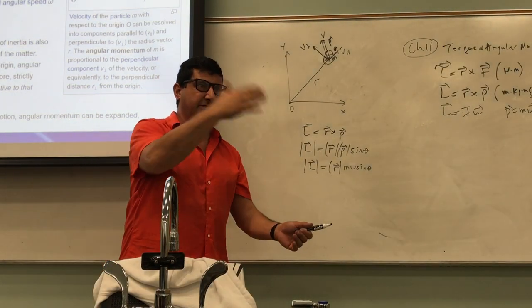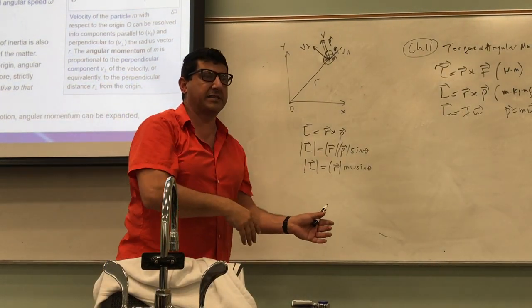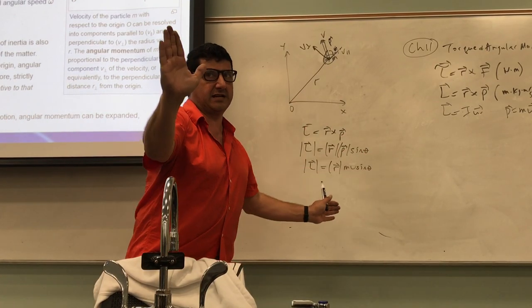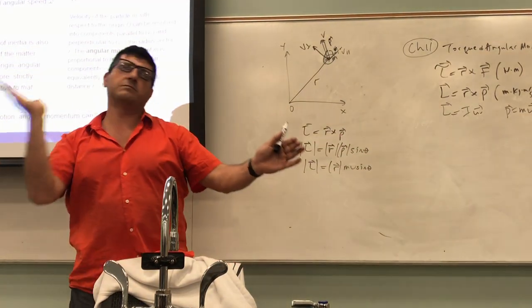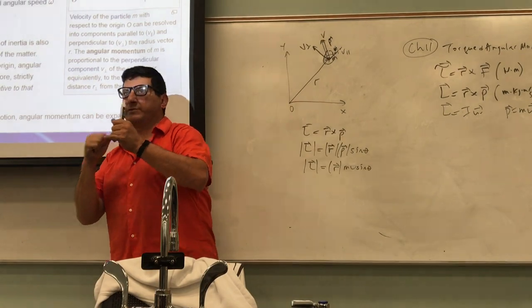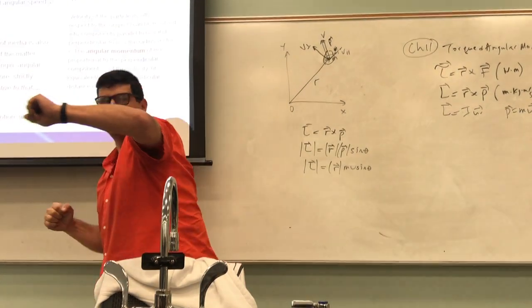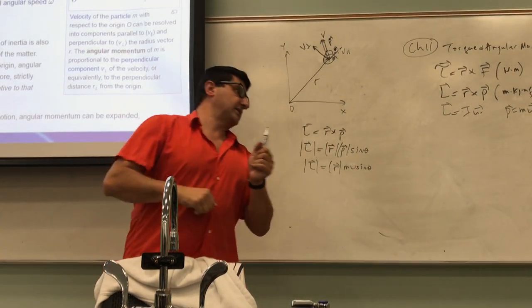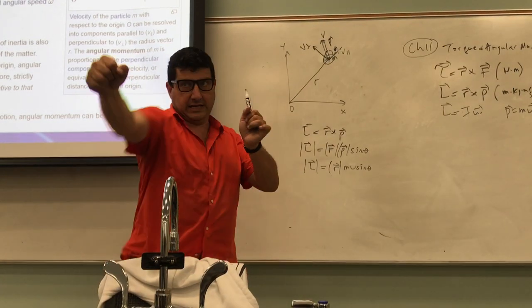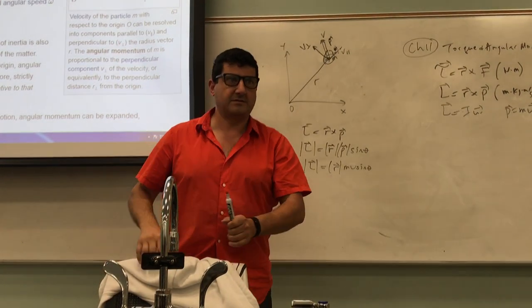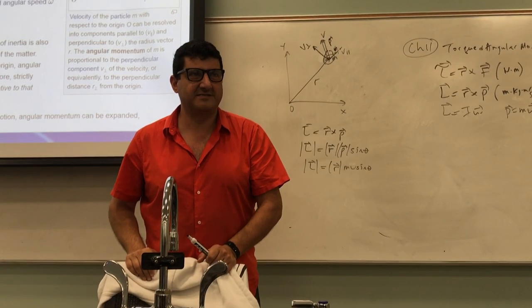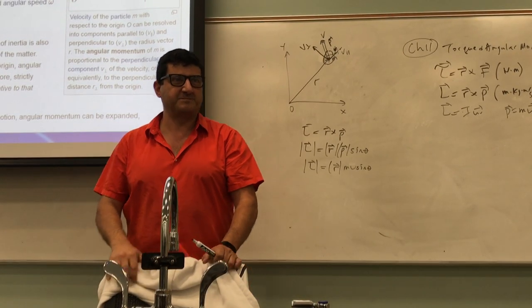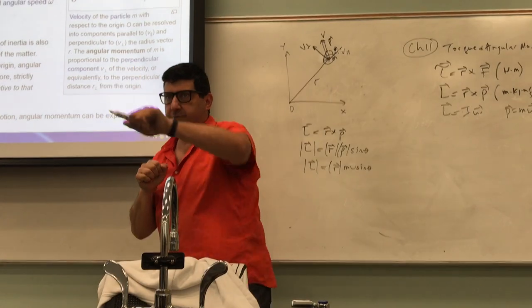So when you give a slap, you're giving somebody angular momentum. You're coming from the side. Same thing with boxing. You punch, and that's why your head goes to the side. But if you go like this, a jab, no angular momentum is imparted. Only linear momentum.